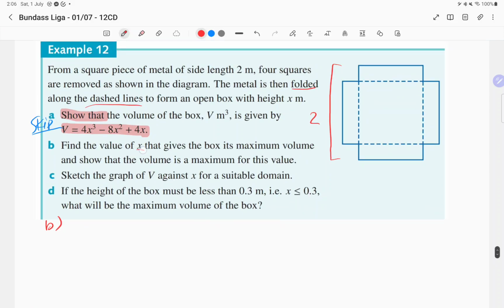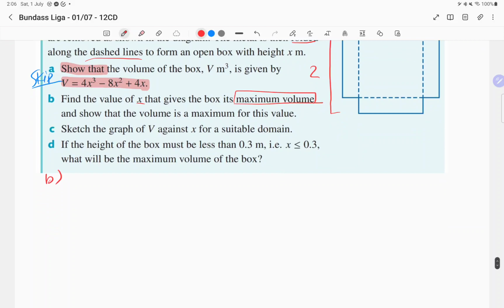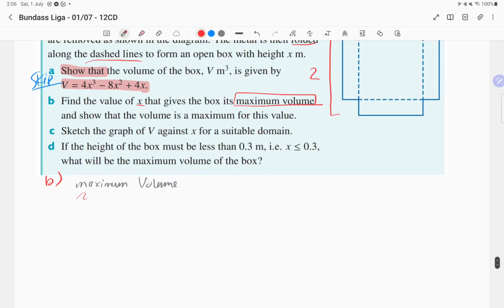Question B: find the value of x that gives the box its maximum volume. Okay, maximum volume. When you see maximum or highest or anything that relates to that, you're thinking about absolute maximum and absolute minimum. Remember we were talking about this earlier: you need to find the turning point or the end points, start and end point. So maximum volume is the same as absolute maximum, absolute minimum. So I actually need to differentiate that first.